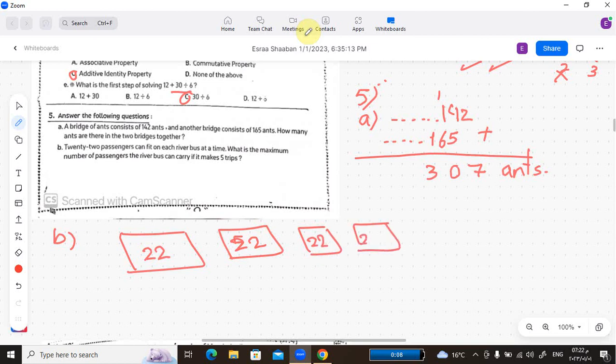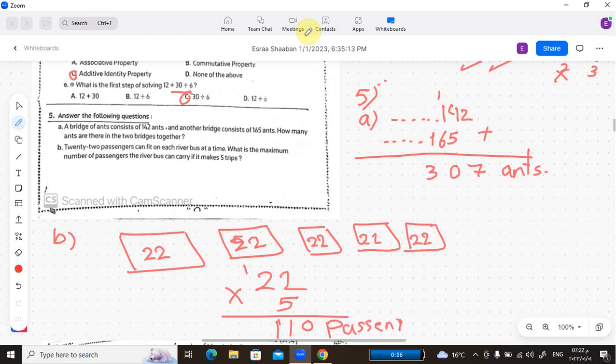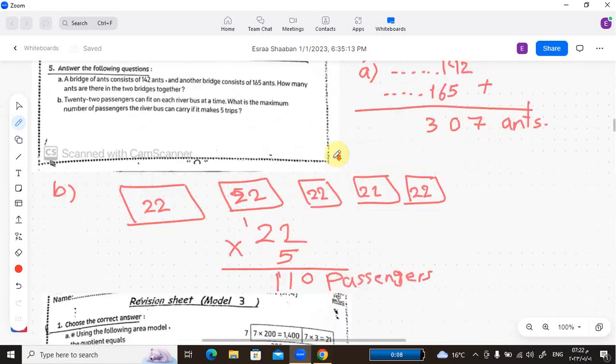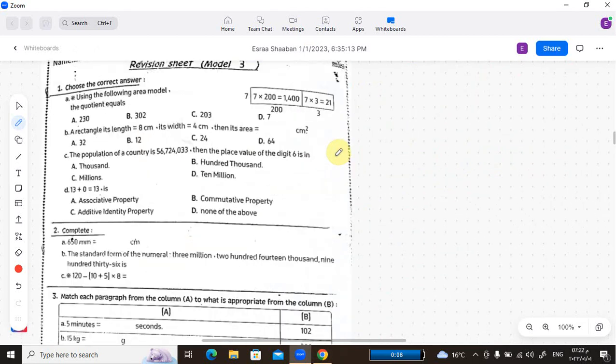So when I need the total number, when any number is repeated, I will do times. So 22 times 5. 5 times 2 equals 10. 0 and carry up 1. 5 times 2, 10. 10 plus 1, 11. But don't forget to write passengers. Okay, so we have finished model 2. Let's move to model number 3.